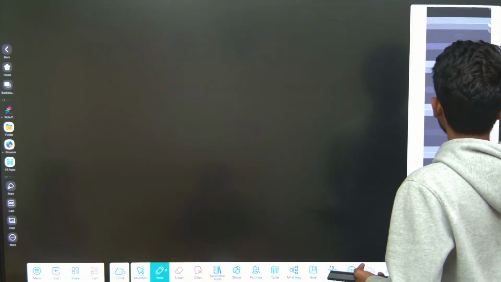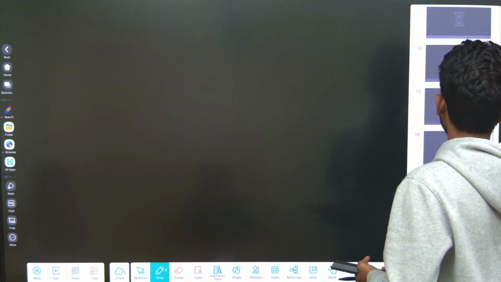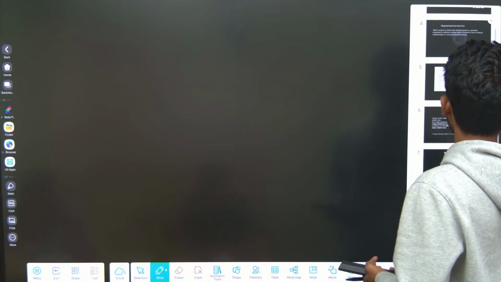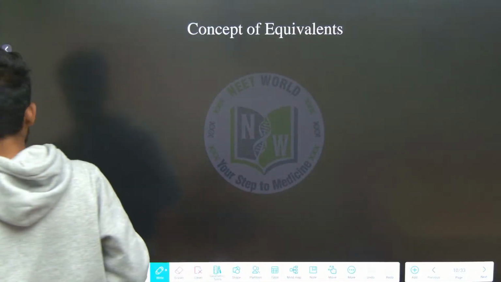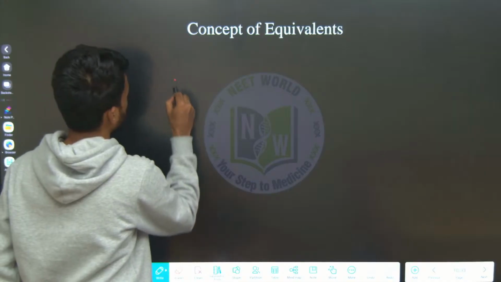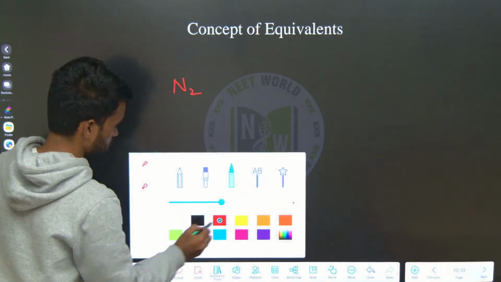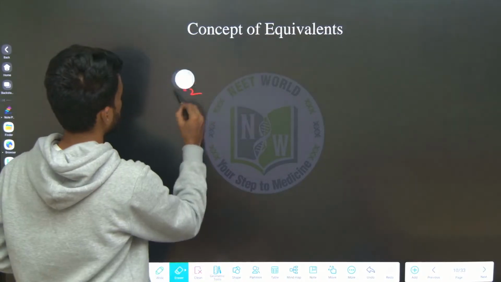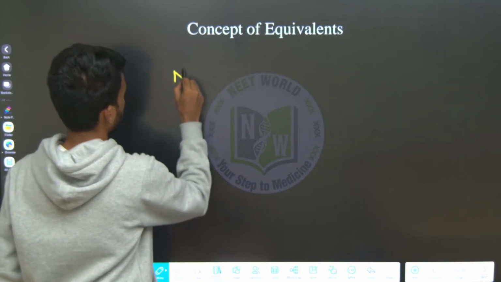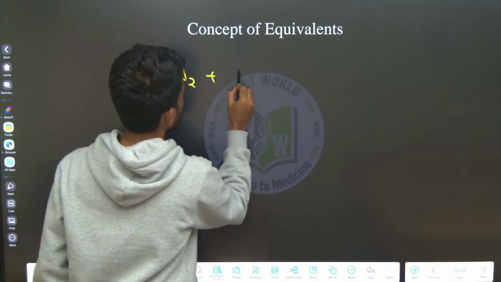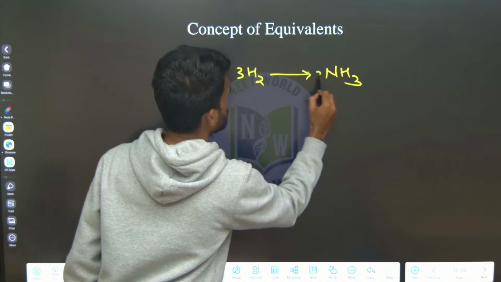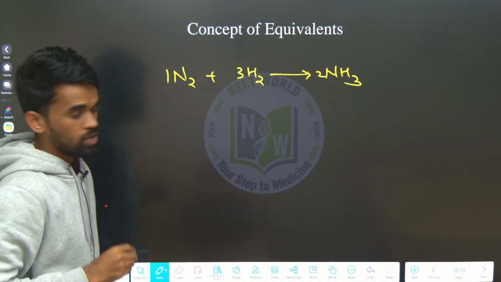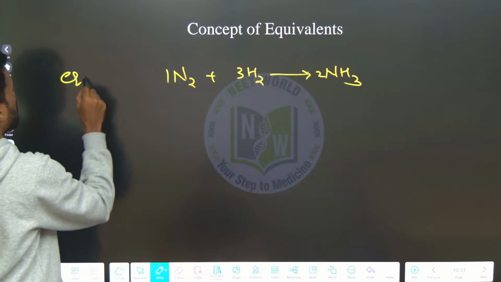Okay, so now we will be discussing equivalent weight. What is that? So that we can use the concept of the law of equivalence after that. Concept of equivalence we will be discussing here. When I am reacting N2, I am writing this equation: N2 plus 3H2 gives NH3. First of all, balance this equation. That's it.